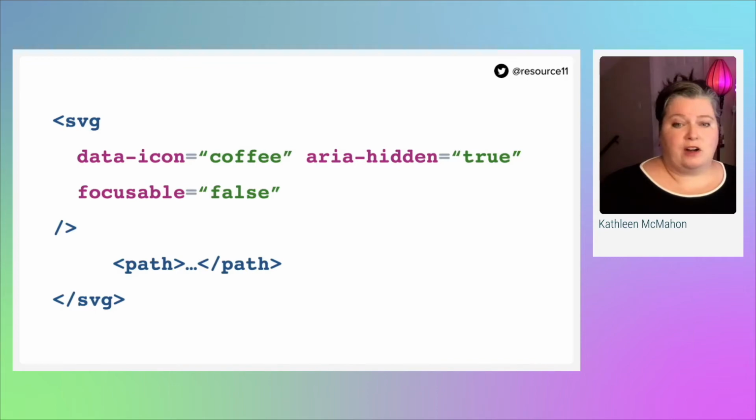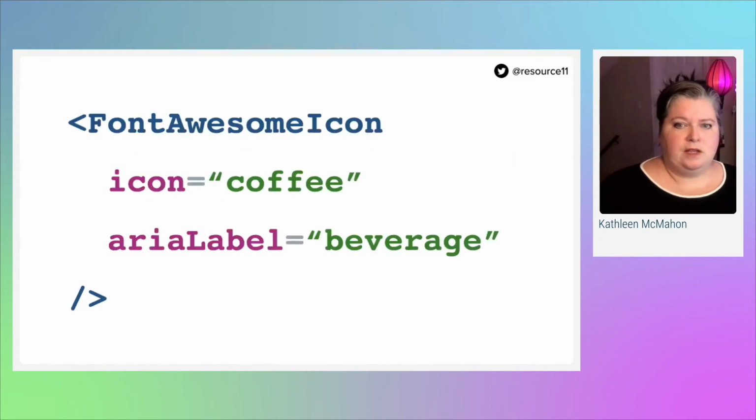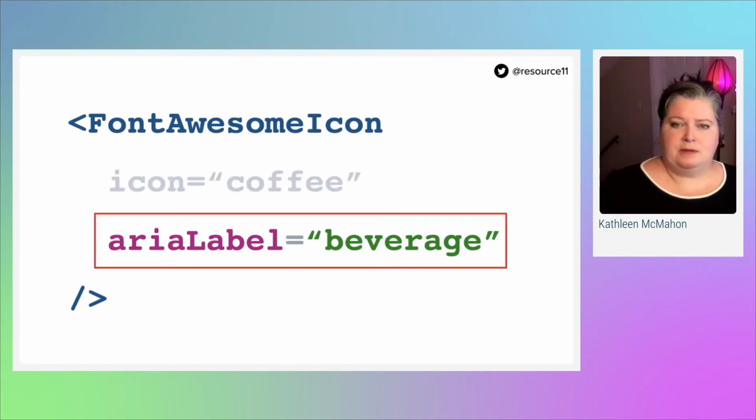There is, however, a slight bug if you want to use this component as a standalone informative icon. Say you have popped in this Font Awesome icon into your component, and you want it to announce as a beverage rather than its default name of coffee in this case. And you pass in that ARIA label of beverage prop to this component.